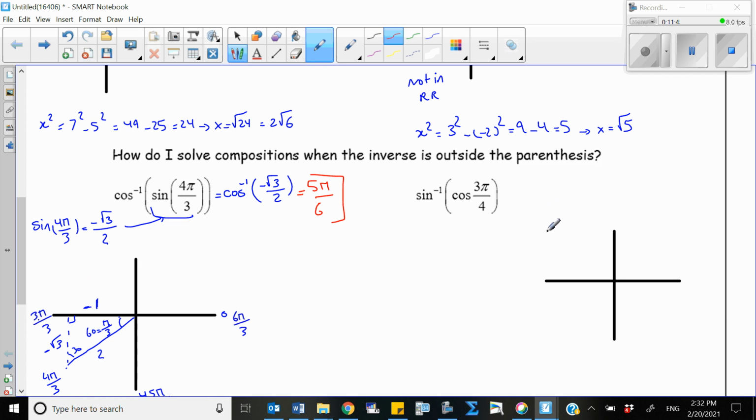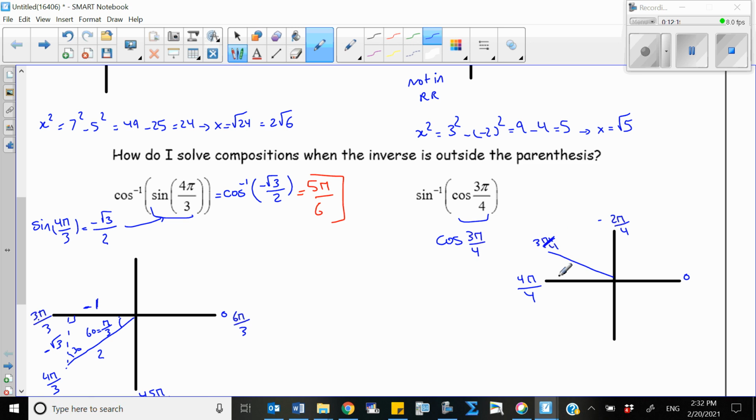Now the next one. Again, I'm going to solve the inside first: cosine of 3 pi over 4. So find the angle first. This is 0, this is pi, which I'm going to change to 4 pi over 4. 3 pi over 4 is a little bit before that, because I know that halfway from 0 to 4 pi over 4 is 2 pi over 4. So 3 pi over 4 is between these two. Okay, so this is 3 pi over 4.